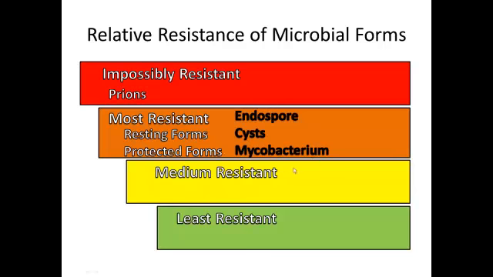Mycobacterium, or the genus of acid-fast bacteria with pathogens, are protected by their waxy cell walls. Non-enveloped viruses are protected because they are built to take very unfavorable conditions. Medium-resistant forms are vegetative bacteria, vegetative protozoa, fungi, and fungal spores. I would include Staphylococcus and Pseudomonas in this category, but up at the top of the category.